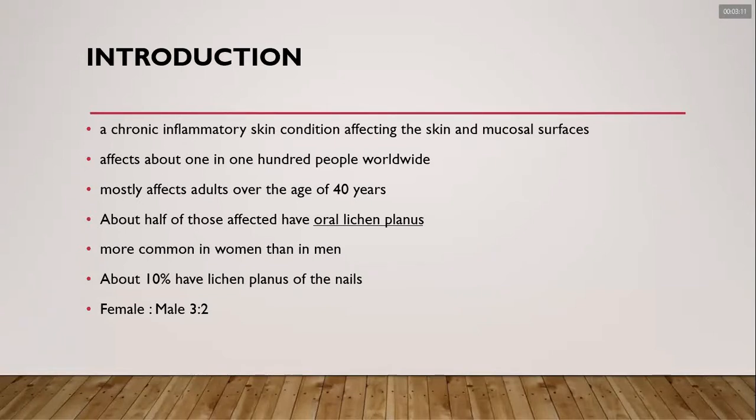So Lichen planus is a chronic condition that comes and goes along with the treatment. It is a chronic inflammatory skin condition which affects the skin and mucosal surfaces. It affects 1 in 100 people worldwide, and it mostly affects adults over the age of 40 years. About half of those affected have isolated oral Lichen planus, that is without any cutaneous features. It is more common in women than in men. About 10% have Lichen planus of the nails, the female to male ratio is around 3:2, and it is very less seen in children.